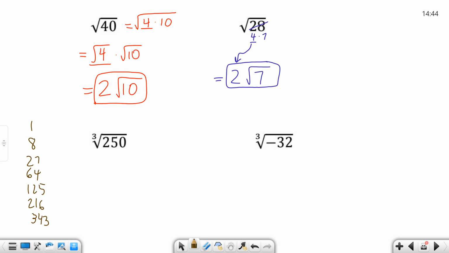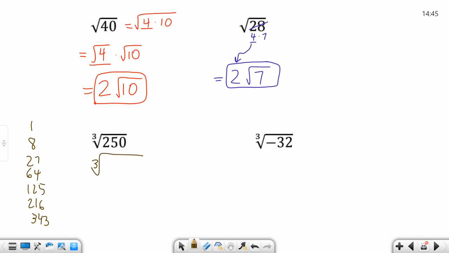But they get real big real fast. So if you just get down to 125, that's probably good enough, but just know that especially on your software packages, it could get bigger, a lot bigger. So does 8 go into 250? No. What about 27? Nope. 64? Nope. 125? Wait a minute.